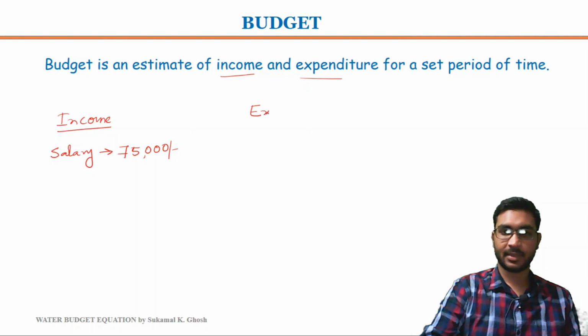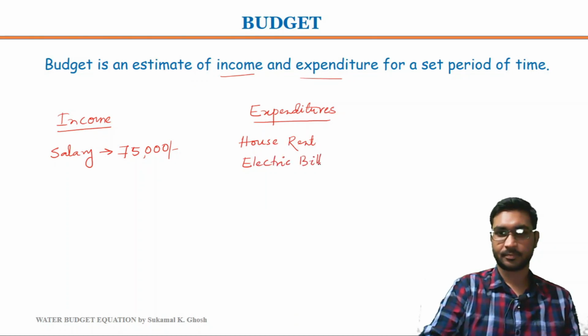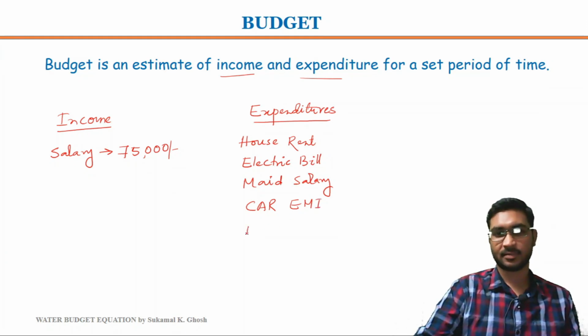And the expenditures may comprise your house rent, then electric bill, then the salary of your maid, then maybe your car loan, car EMI, then monthly grocery. So these are your expenditures.